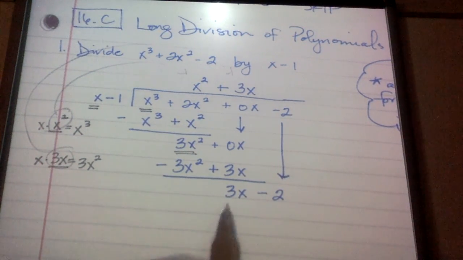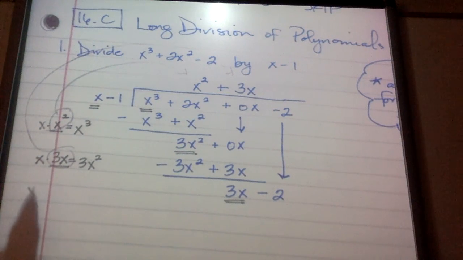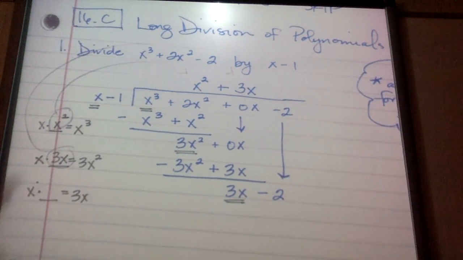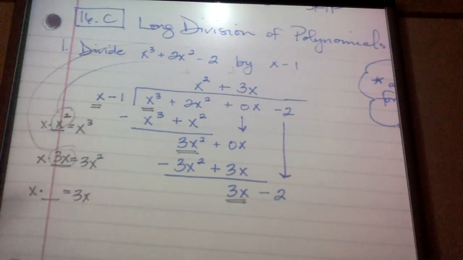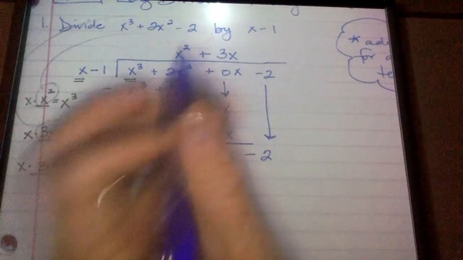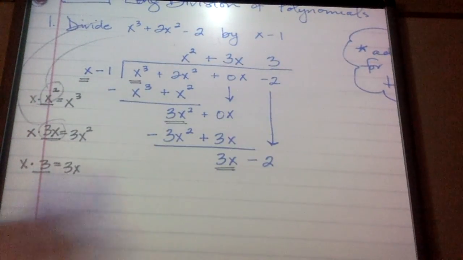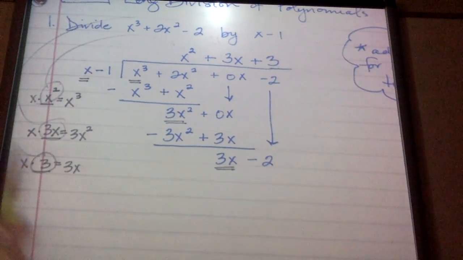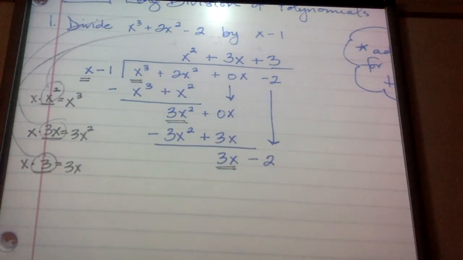So last time, x times what would give me 3x? That would give me my last term, x times 3. So 3 goes on top. These are all positive, so this is a positive 3. So this is the last term that goes up here. Hope you can see all those pencils.